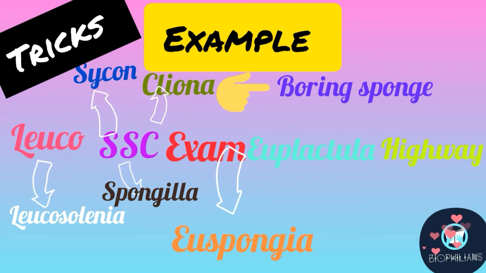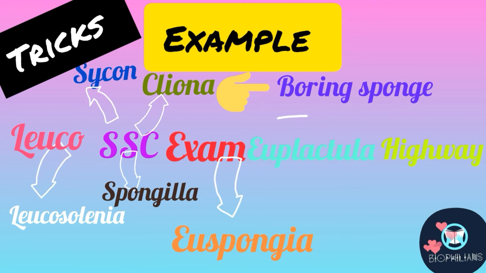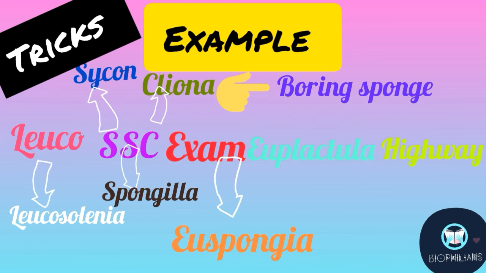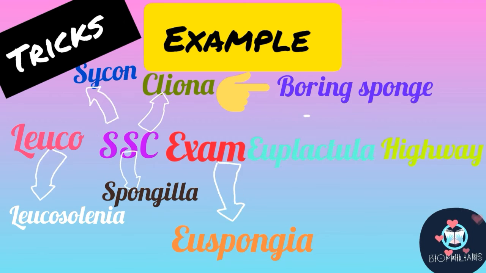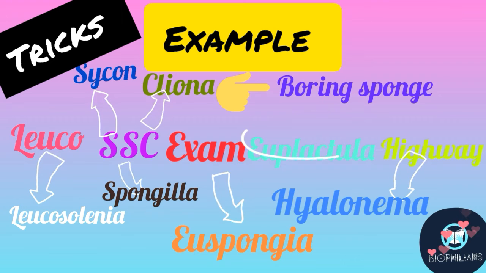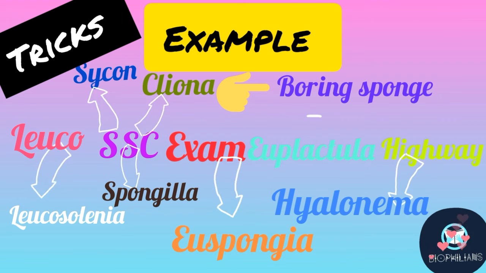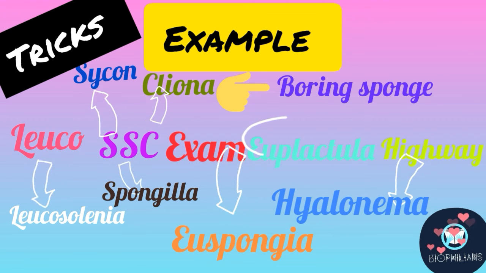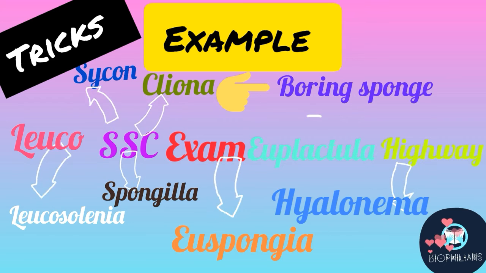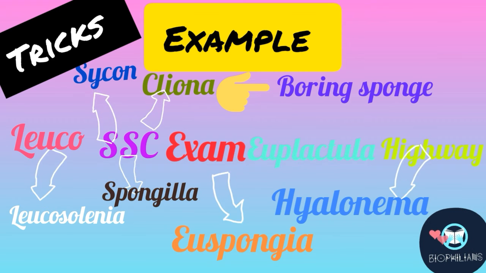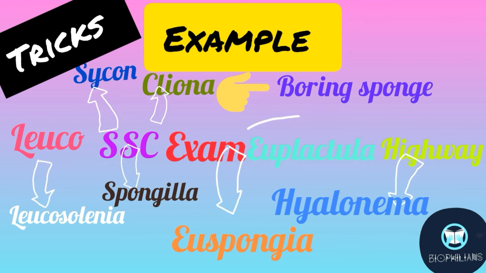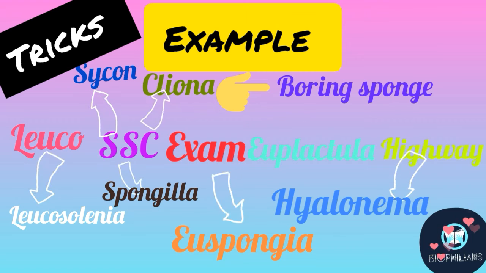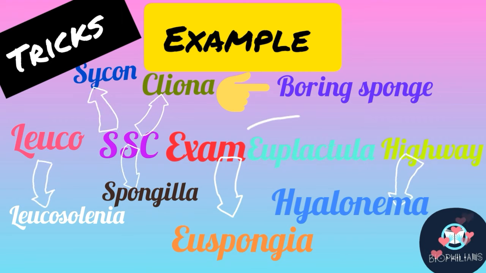Euplectella itself is an example. Now come to the highway. Pronounce highway: high, high. High for Hyalonema. Hyalonema. Right? So Leuco means Leucosolenia, has to go for the SSC exam. SSC: S for Sycon, Spongilla, C for Scypha. Exam is Euspongia.